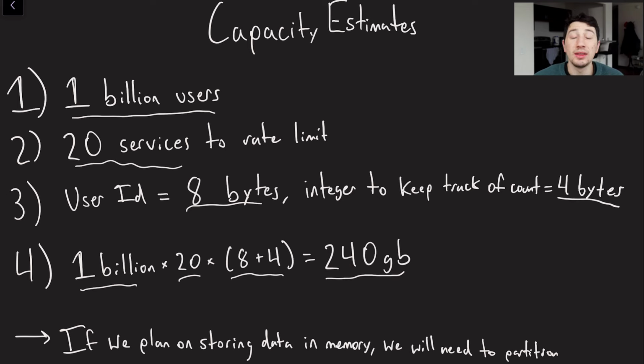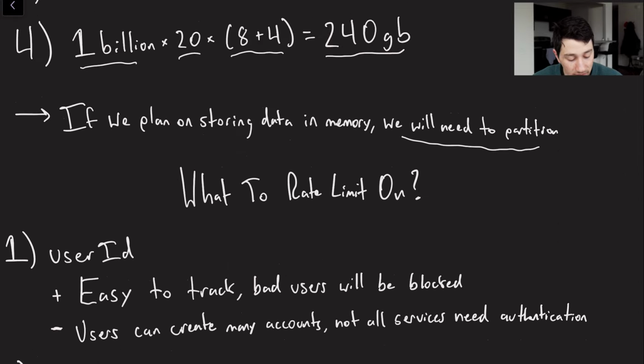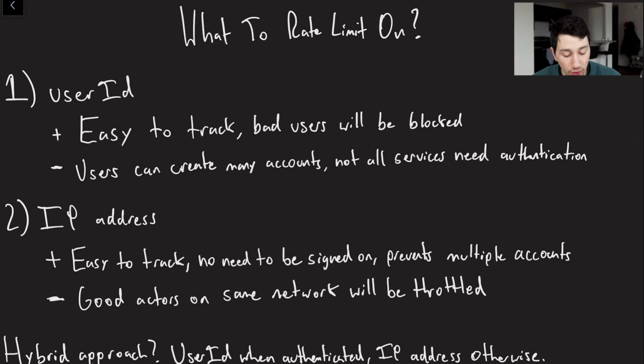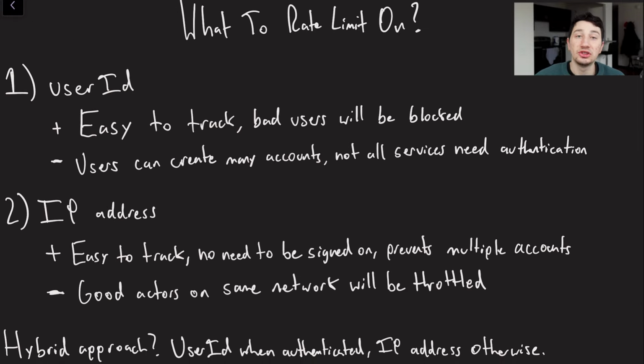So keep in mind that we want to have minimal latency here. If we were thinking about an in-memory solution, 240 gigabytes is probably too big to be storing on one node. There are some in-memory servers that have 256 gigabytes, but again, this was kind of an estimate. You'd really be pushing it if you did that. So again, if we are planning on storing things in memory, we're likely going to need to partition out our server.